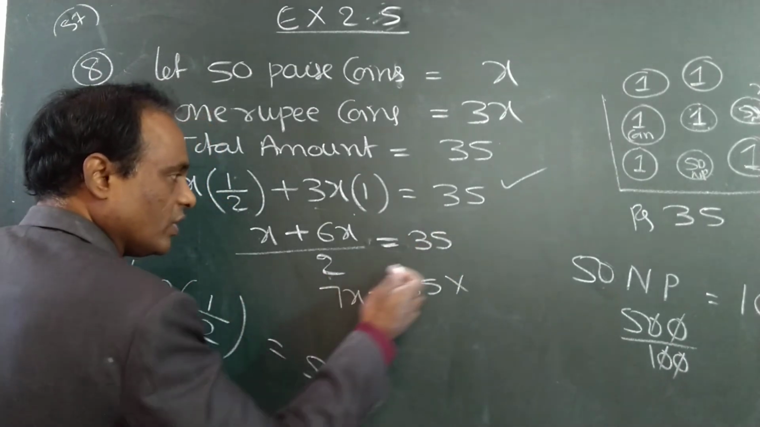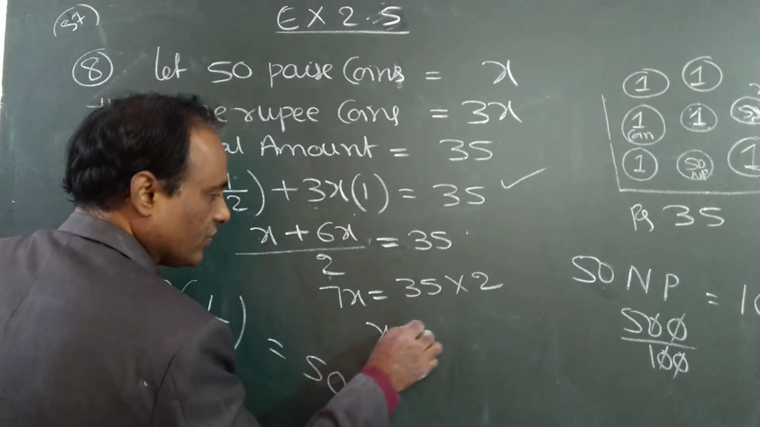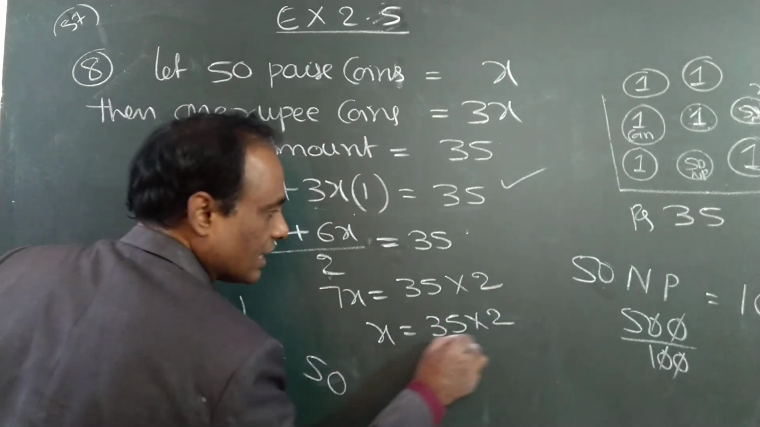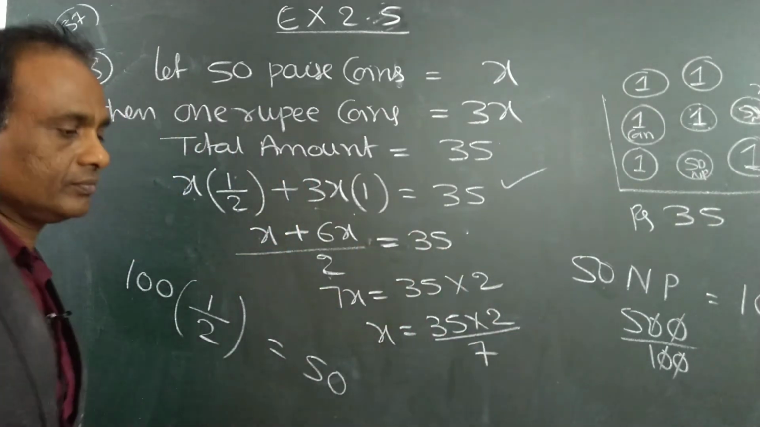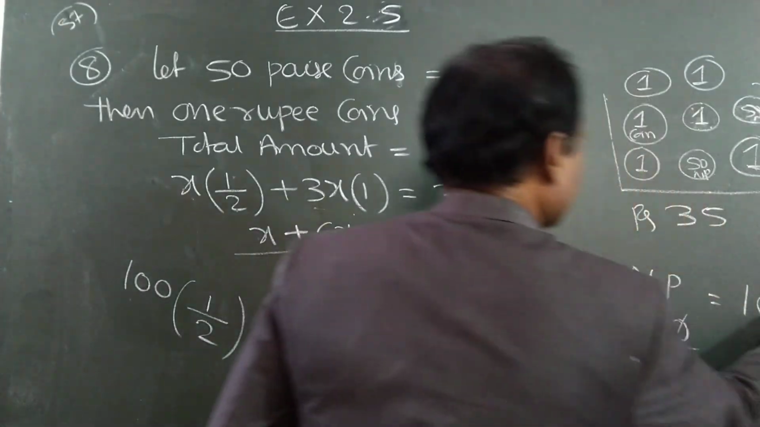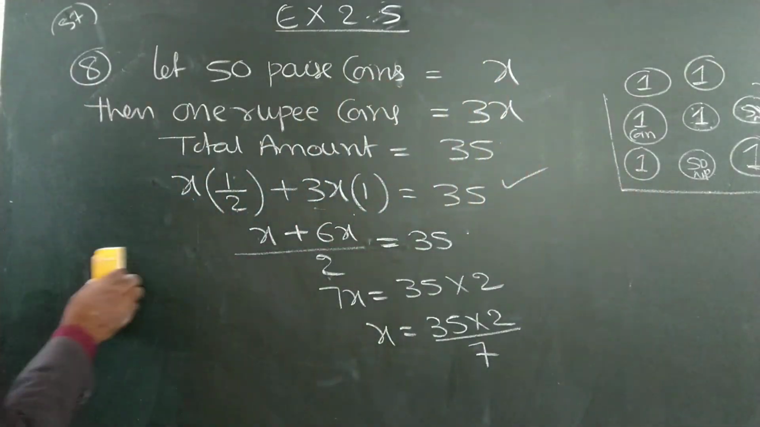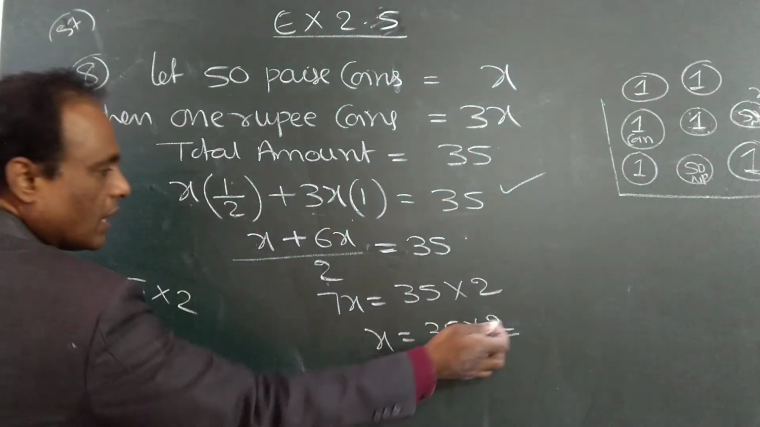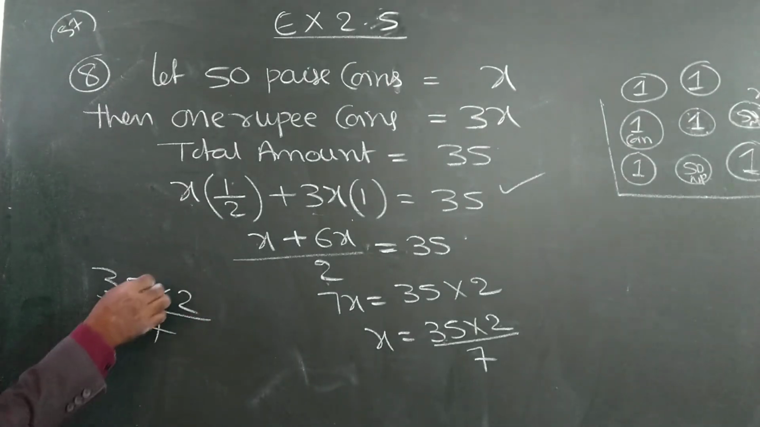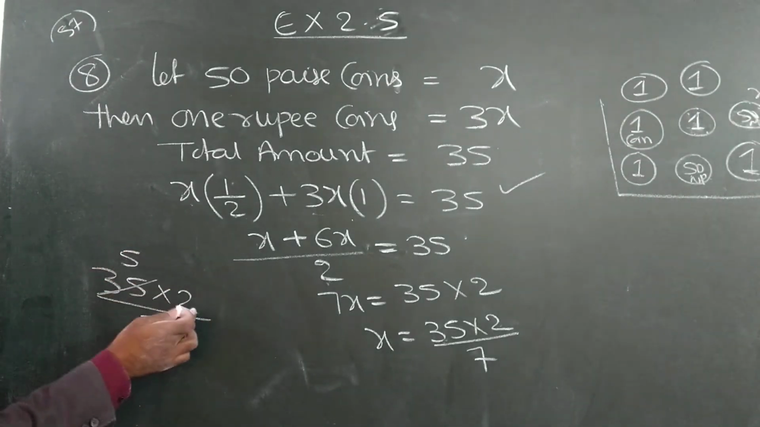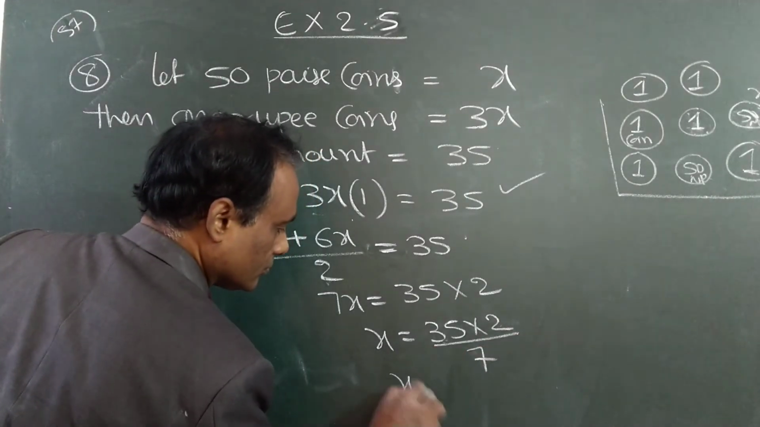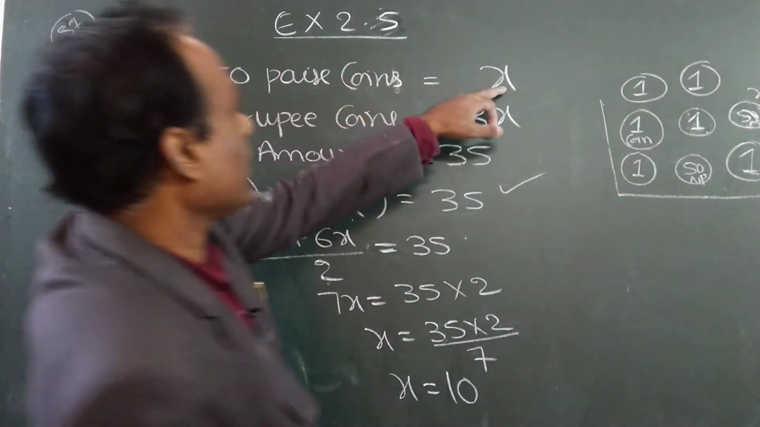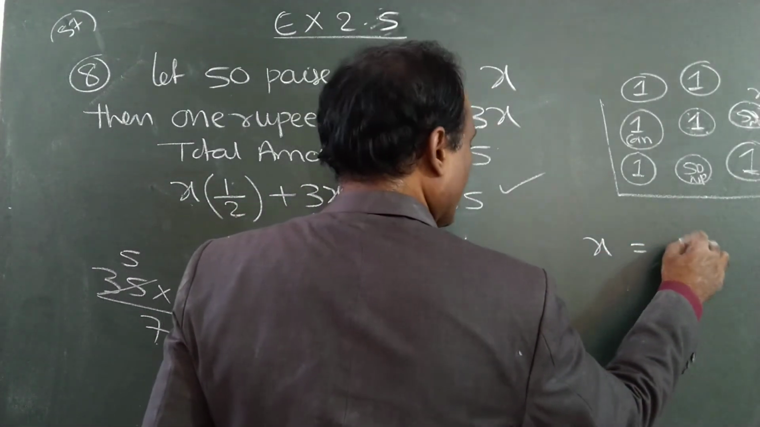35 into 2 will be in multiplication. x is equal to 35 into 2, and 7 is in multiplication, so it will be in the denominator. Divide it: 35 into 2 by 7. 7 5s are 35, 5 2s are 10. So 50 paise coins, x is equal to 10, we got.